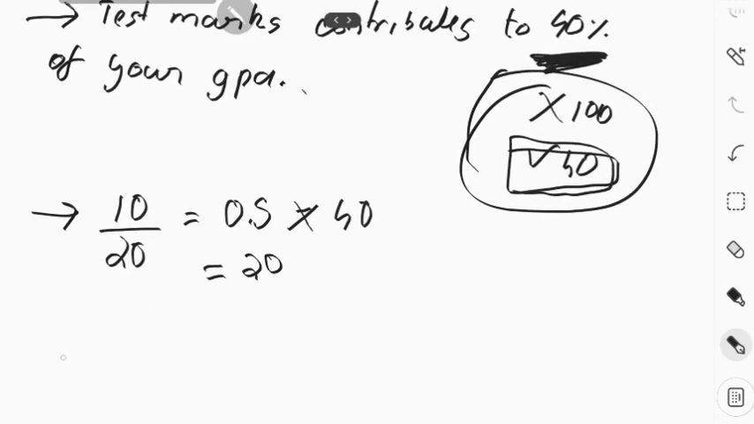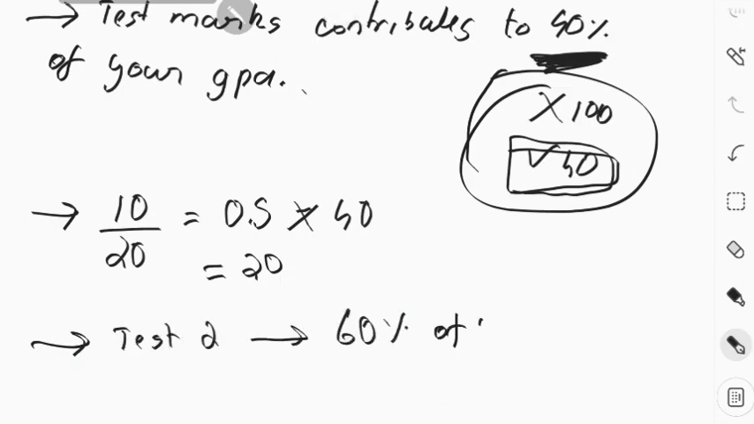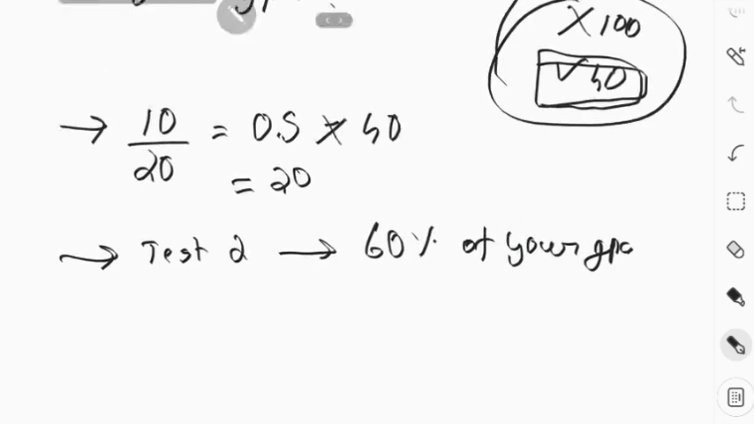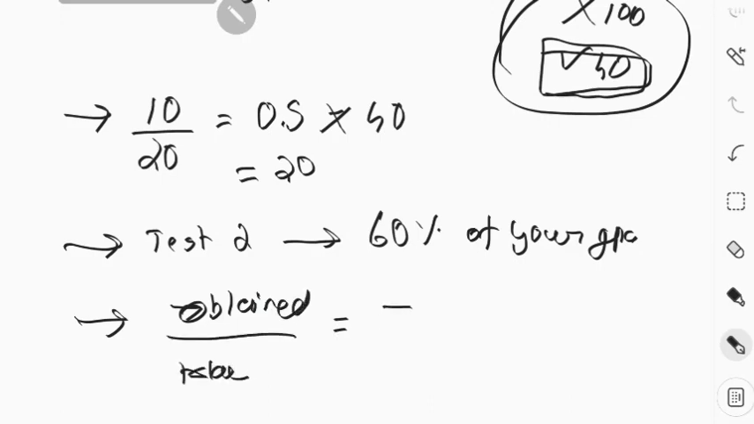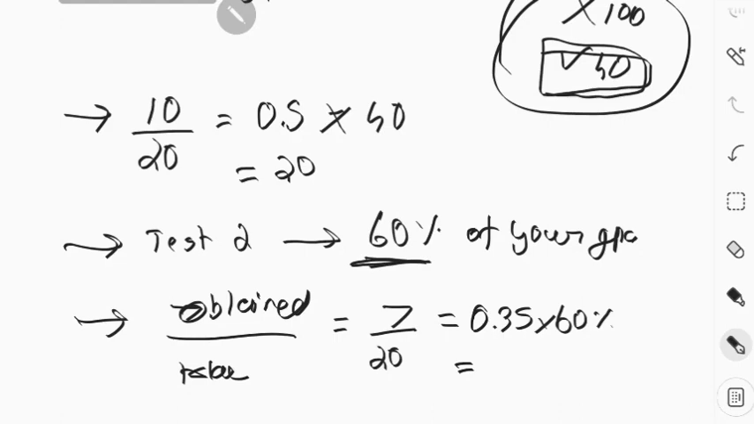Okay, now let's say there's a test 2. Test 2 counts for 60% of your GPA. In test 2 you had 7 marks obtained out of 20. Now what's that fraction? 7 out of 20 is 0.35. So you want to scale it according to 60. You're just going to multiply it by 60%. So 0.35 into 60, which means 21.